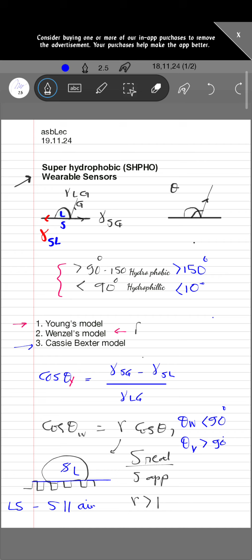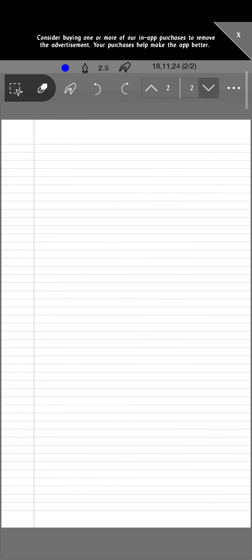So if we consider the contact angle due to the Cassie-Baxter model, then that contact angle, if put in this equation, let us say theta CB, is mathematically equal to F1 cos theta Y due to Young's minus F2.